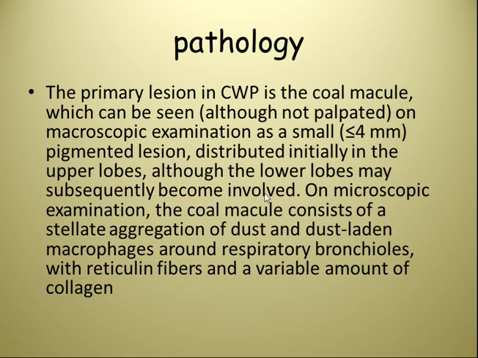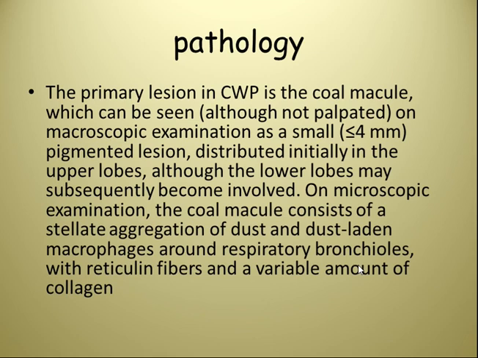Now, if we put some tissue of this lung under a microscope, we can observe this coal macule. What we see in this coal macule is an aggregation of dust. It is given here as stellate aggregation of dust, and along with the dust there are dust-laden macrophages around the respiratory bronchioles.